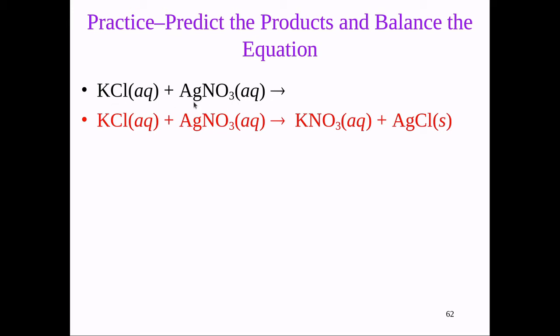When we exchange those ions, we find that we make potassium nitrate, which is going to be very soluble. Both potassium and nitrates are soluble. And we're going to make silver chloride. And we know that silver nitrate is the only soluble form of silver. So silver chloride is going to make a solid, and we're going to precipitate out silver chloride.